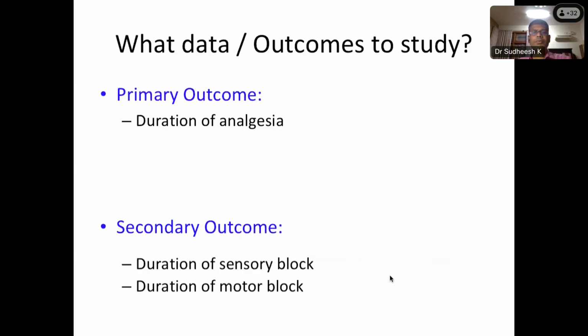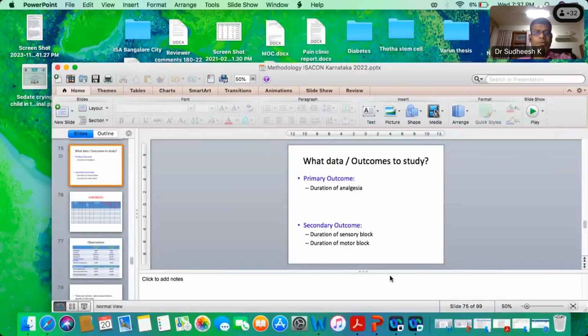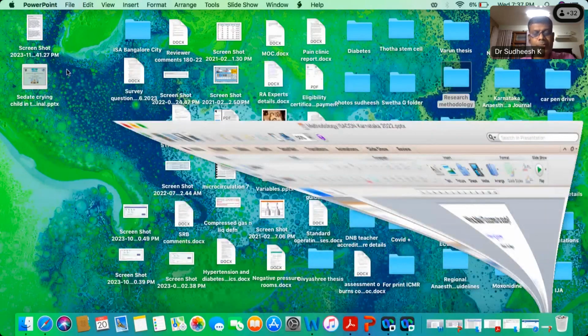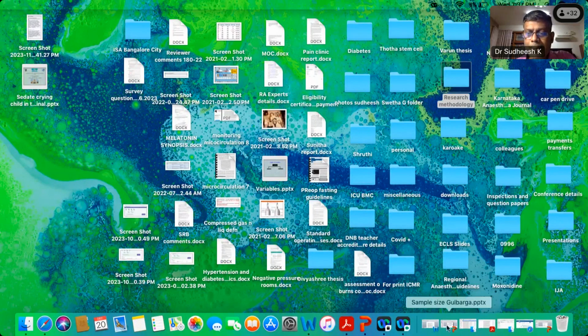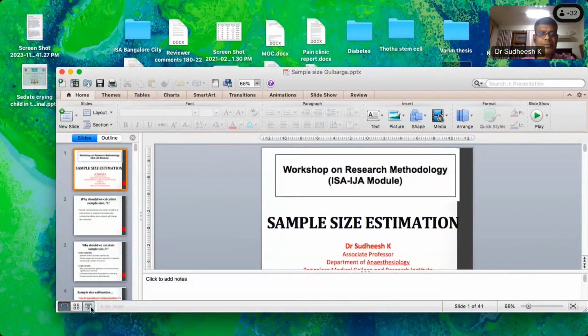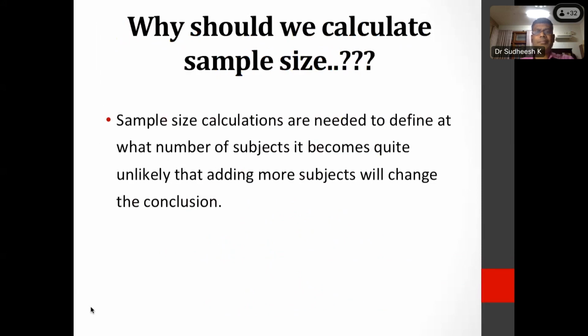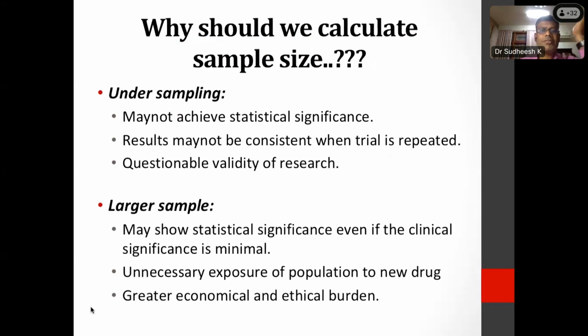So with this, the only thing left out is how to write the methodology and how it proceeds. Now one important aspect is the calculation of sample size, because we should know exactly how much the sample size is. Sample size is nothing but the minimum number of patients required to conduct a study, and beyond that number of subjects, adding more subjects will not change the direction of the outcome of the study. That is how we define sample size.